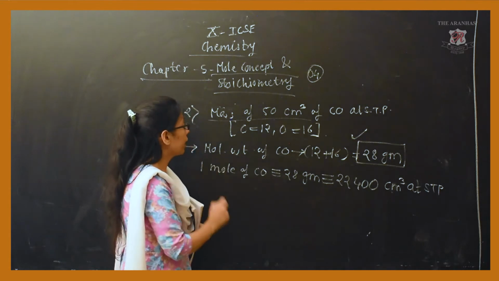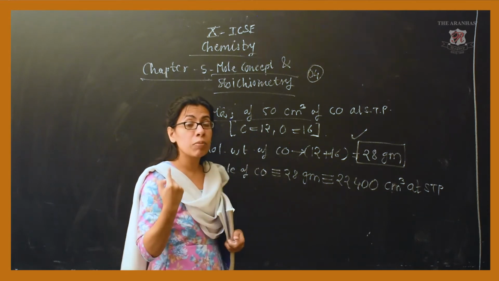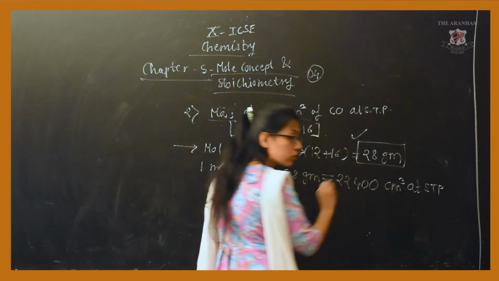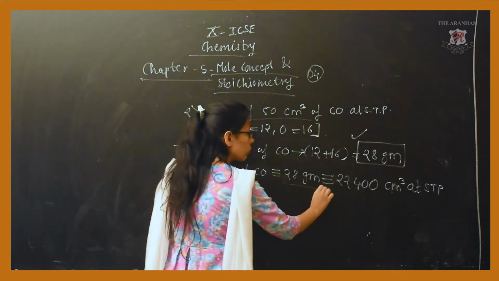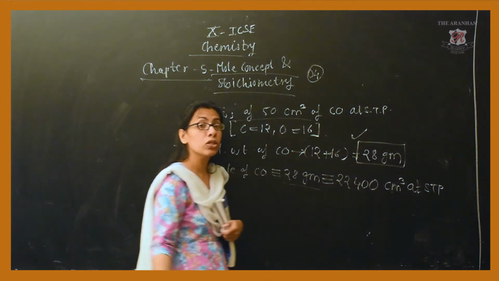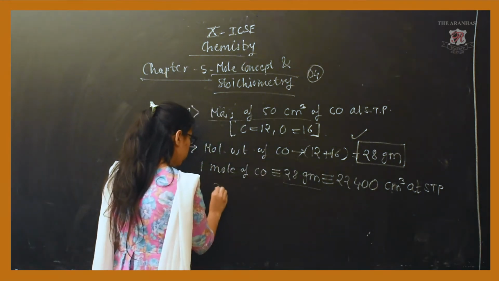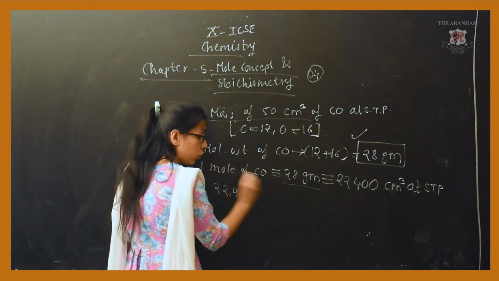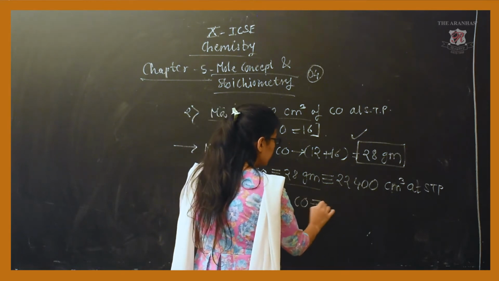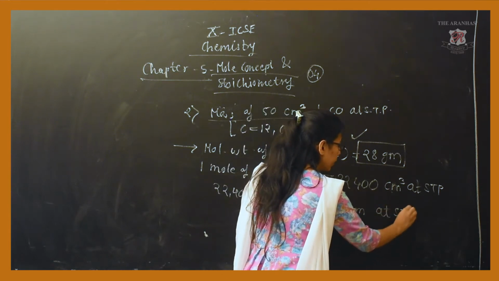So, now what they have asked us: how much is the mass of 50 centimeter cube of CO? So what is the mass of 22400 centimeter cube of CO? That is 28 grams. So what will be the mass of 50 centimeter cube of CO? So just write it in a reverse way. Therefore, 22400 centimeter cube of CO is equivalent to 28 grams at STP.